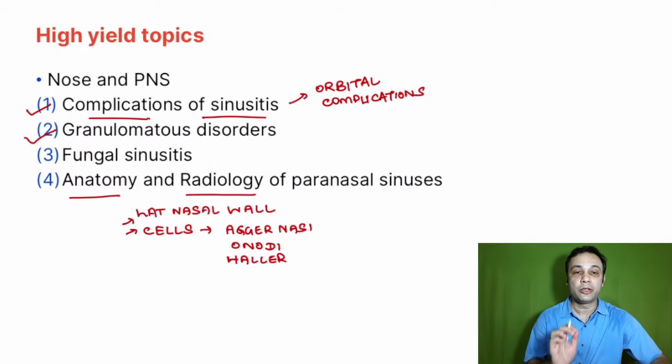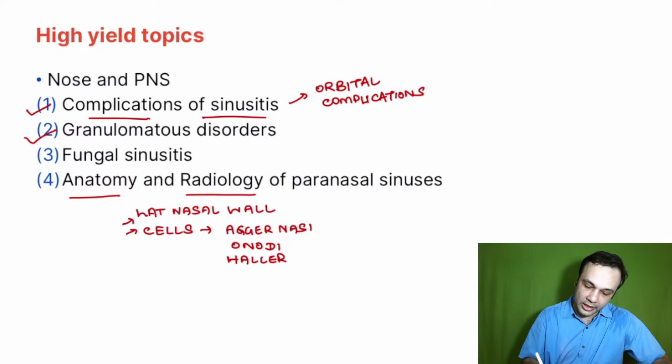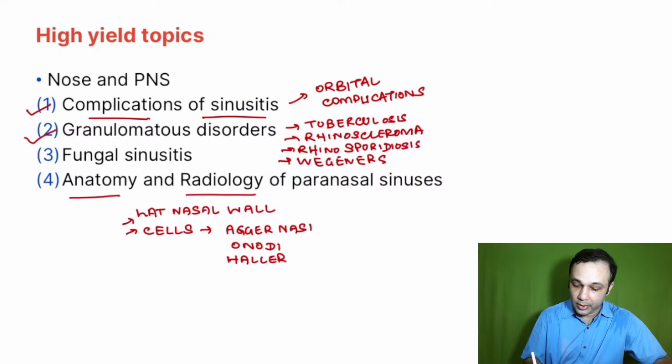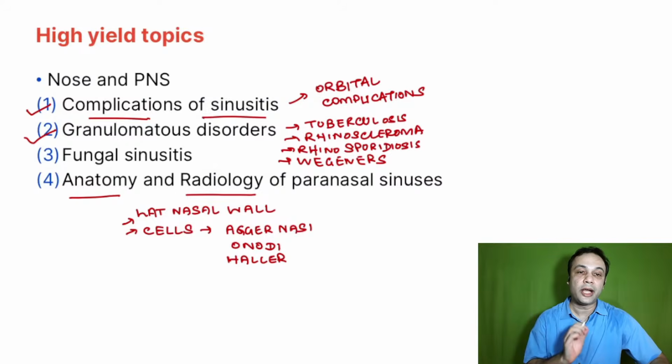When you talk about granulomatous disorders, there are four important disorders that you need to know. One is tuberculosis. Number two is rhinoscleroma. Number three is rhinosporidiosis. And number four is Wegener's granulomatosis. So these are the four important topics as far as nose and paranasal sinuses are concerned.